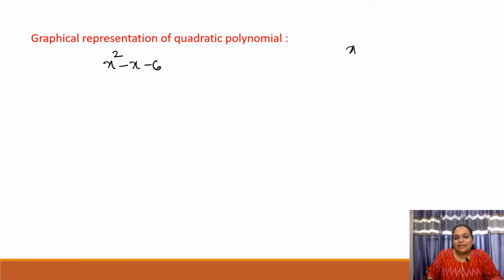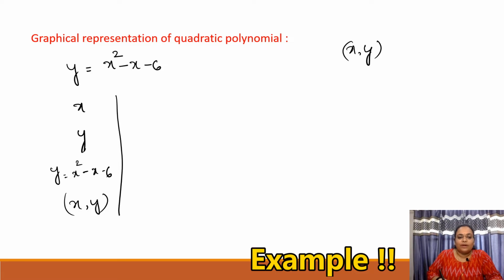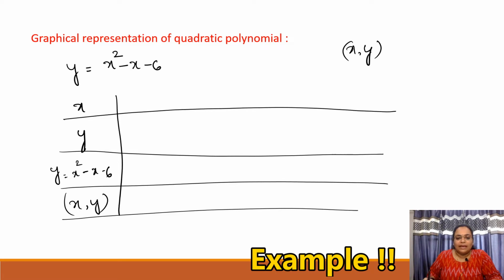To plot a graph, we need x and y coordinates, right? So we will take y is equals to x square minus x minus 6. Now let us find the x and y coordinate points. So we will take the points from minus 3 to plus 3 and try to find the x and y coordinates. Minus 3, minus 2, minus 1, 0, 1, 2, 3.